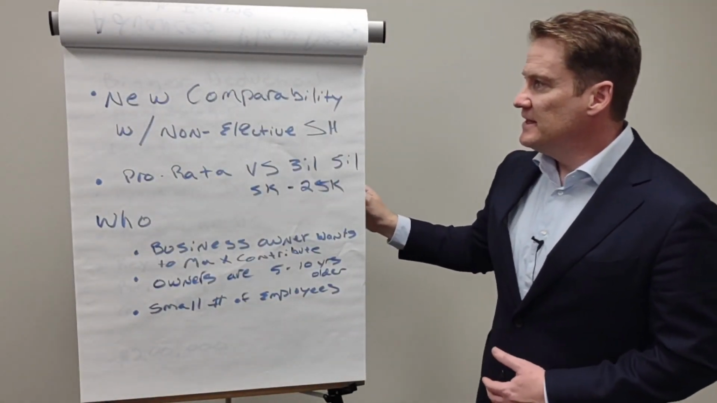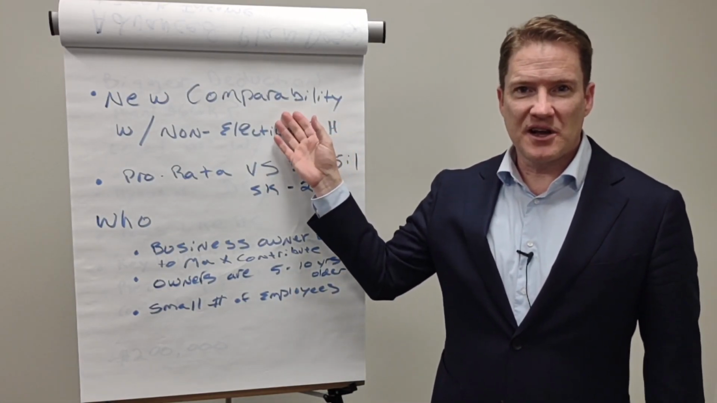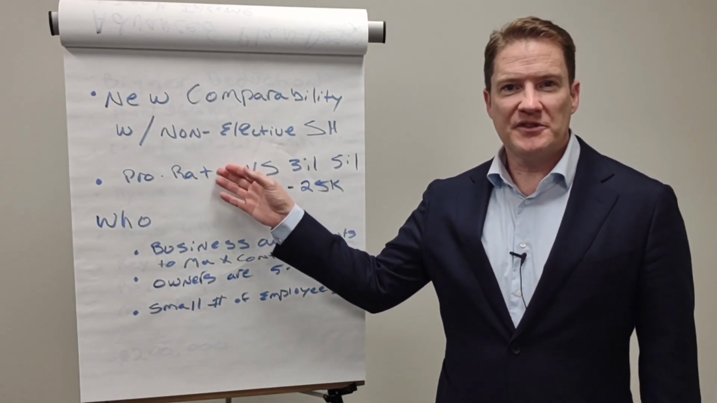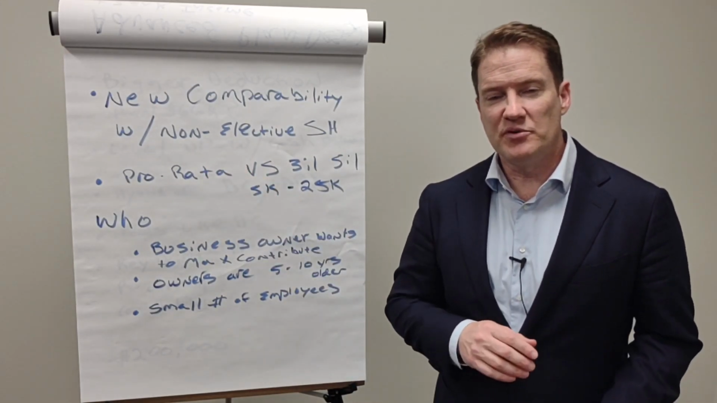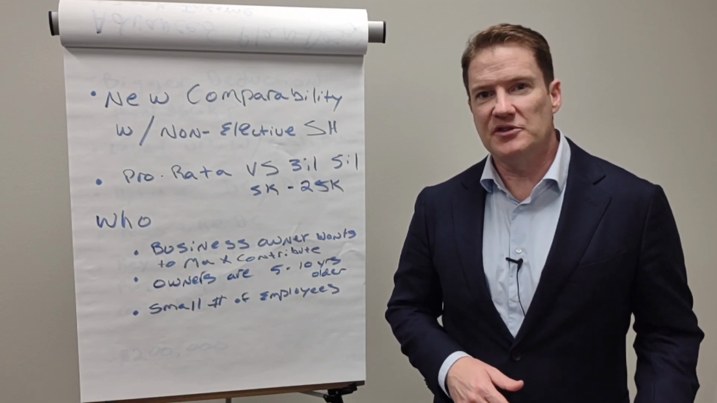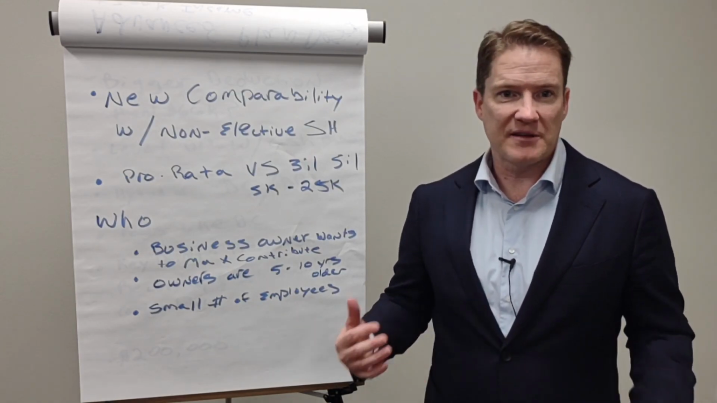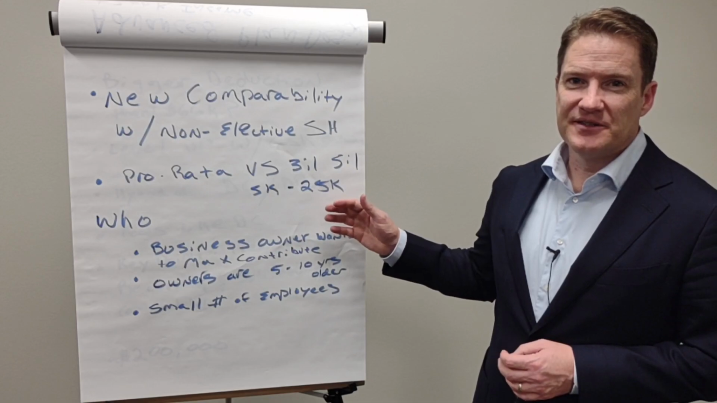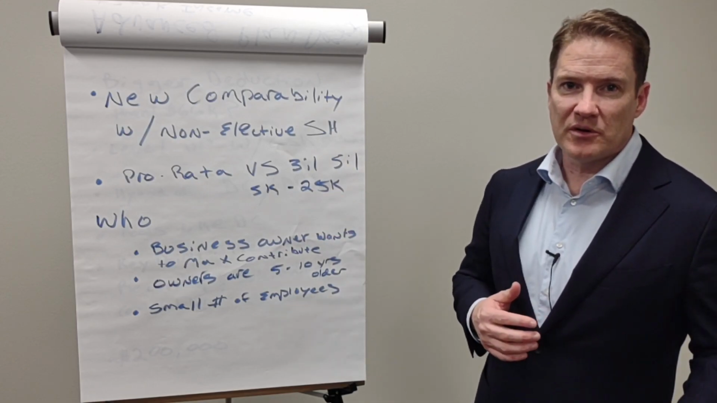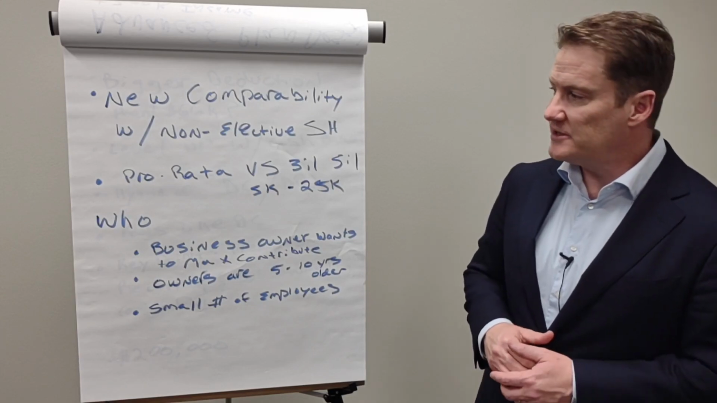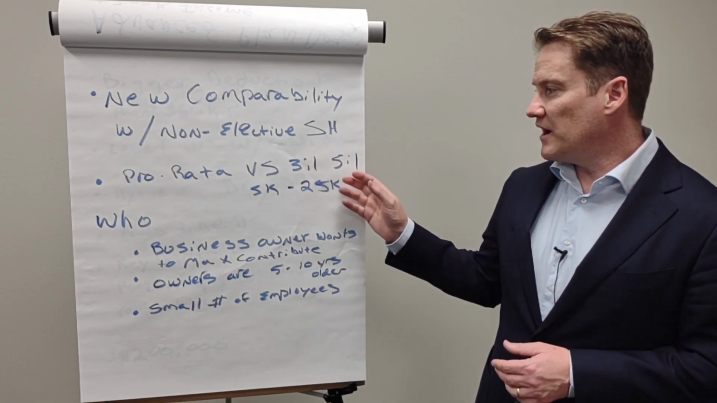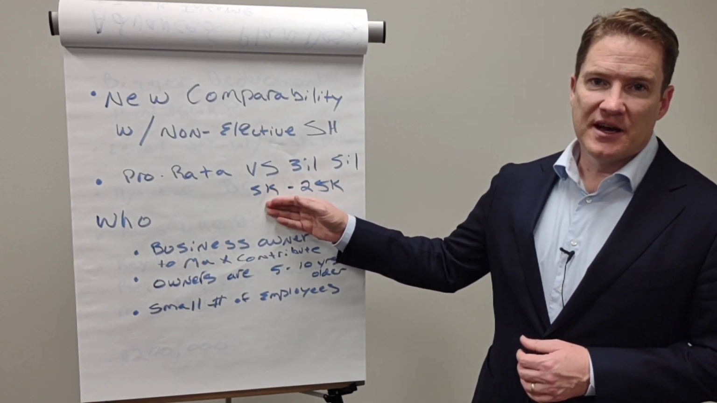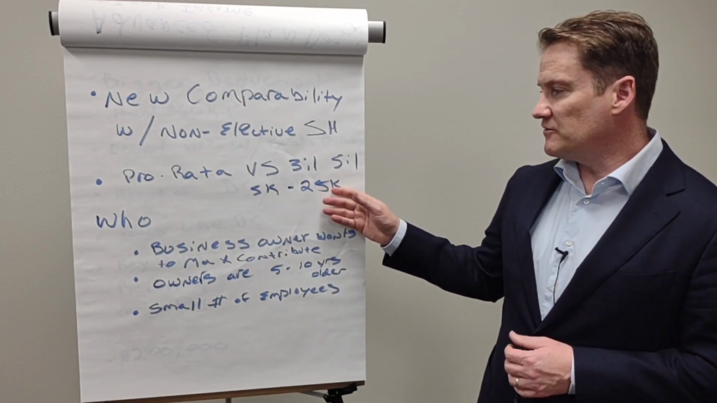The way we do this is with a plan design called New Comparability with the Non-Elective Safe Harbor. Typically a profit sharing contribution is pro rata, which means if you put in 25% for yourself, then you need to put 25% in for your employees, and that can be very expensive. One way that we can discriminate, if we have older business owners in a business and younger employees, is with these 3-to-1 or 5-to-1 gateways, which means, in the best case scenario, you put in $5,000 for your employee, and you can put in $25,000 for yourself.